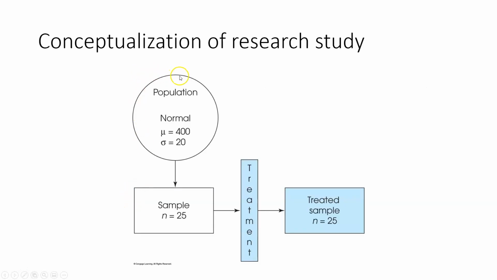So let's imagine this conceptualization of a research study here. This is the same research study that we've been using to illustrate a lot of different things. We've got a population of rats with a normal distribution with a mean weight of 400 grams and a standard deviation of 20 grams. If we draw a sample of 25 rats and we give them some treatment, our treated sample might be different from the population, but we need to know how different.